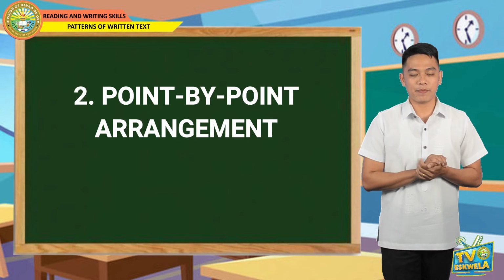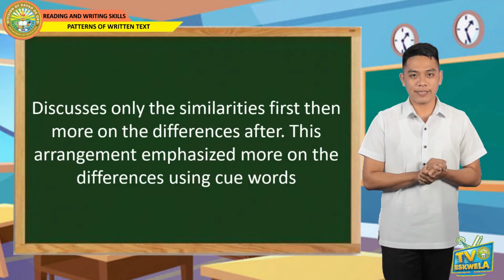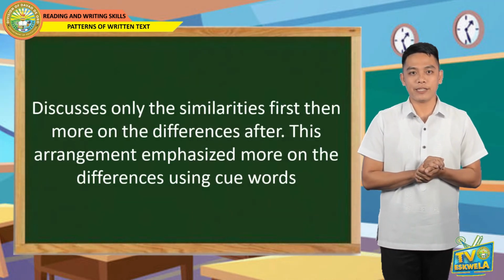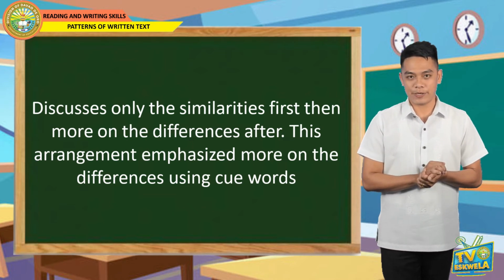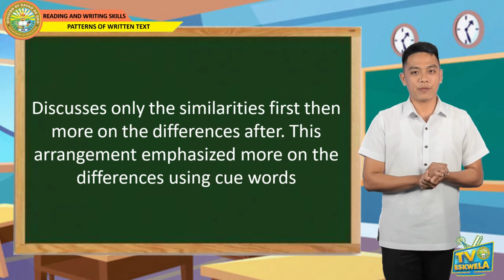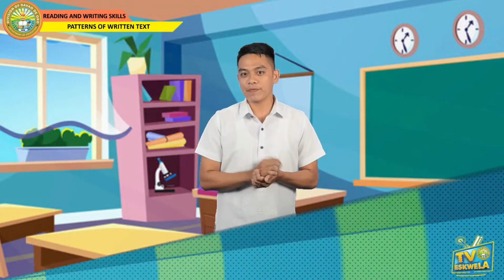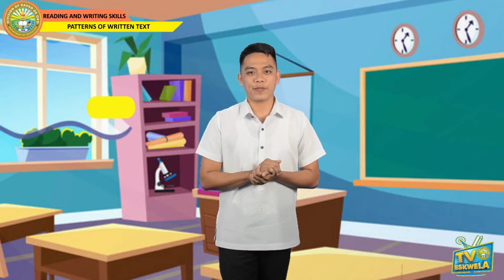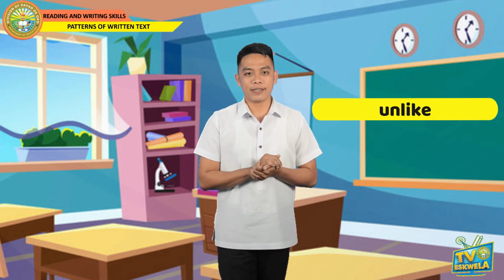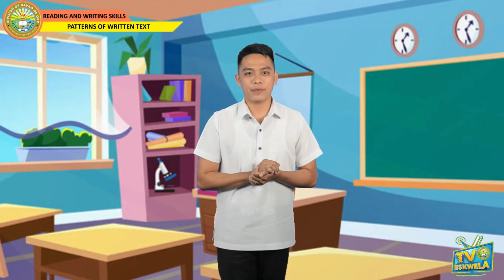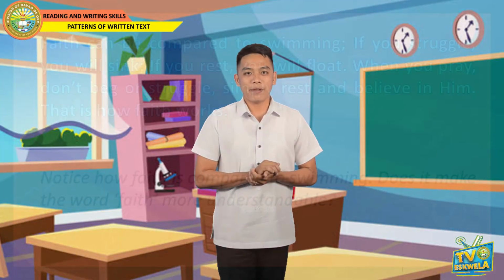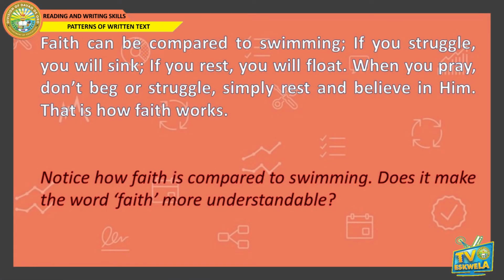2. Point-by-point arrangement. Point-by-point arrangement discusses only the similarities first, then more on the differences after. This arrangement emphasizes more on the differences using keywords like differs, unlike, and on the other hand. Example: faith can be compared to swimming.